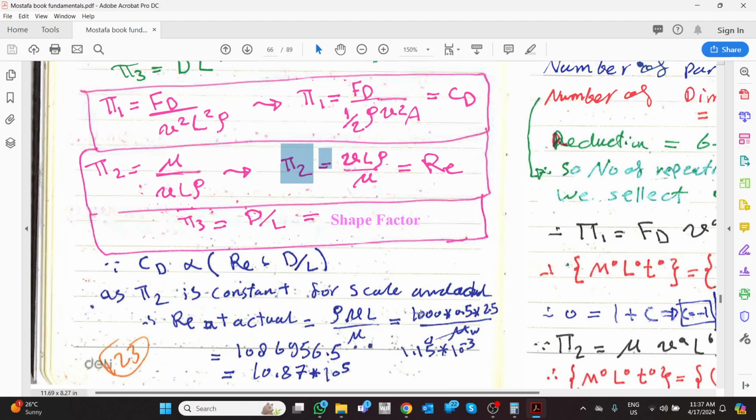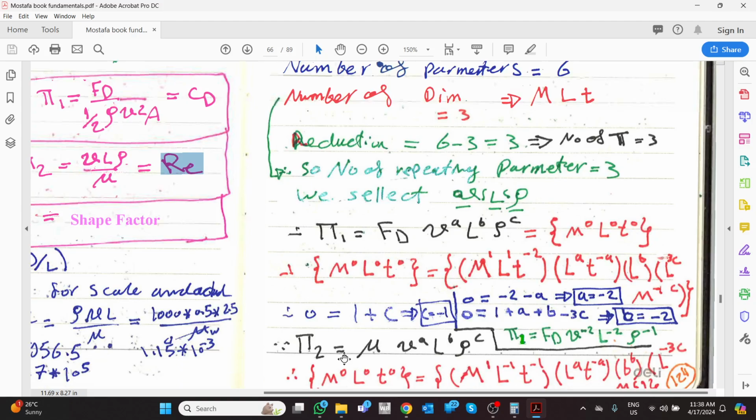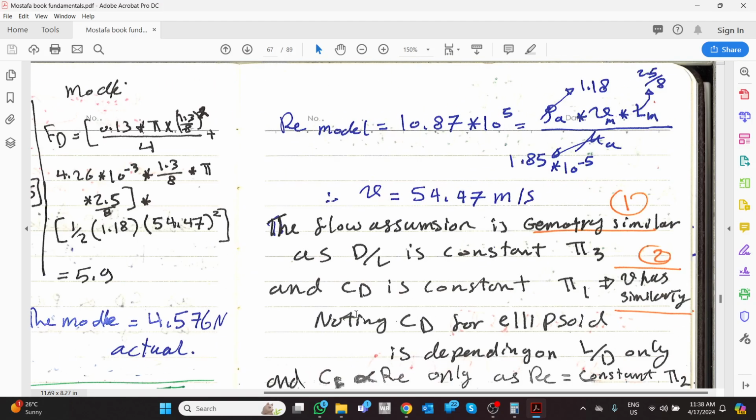So when I'm doing scaling, I need to ensure the Reynolds number is equal, constant. At the actual condition, the Reynolds number is equal to what? It equals the density of water multiplied by the velocity of water and the actual length, divided by mu of water. Put in the numbers. So this is the Reynolds number we are going to have in the water for the submarine. If we are trying to check in the model, same concept.